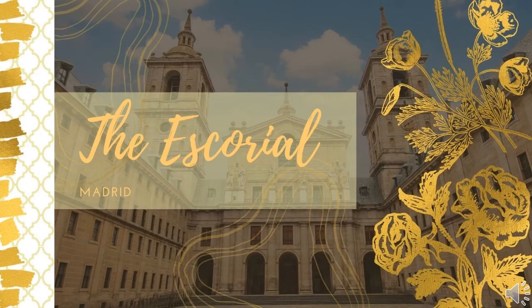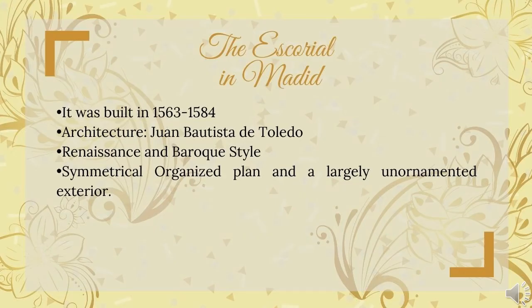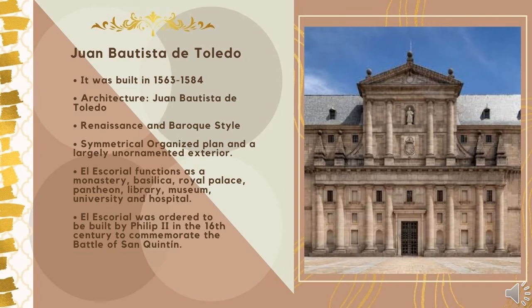The Escorial in Madrid. It was built from 1563 to 1584 by architect Juan Bautista de Toledo. It is in the Renaissance and Baroque style. It has a symmetrically organized plan and a largely unornamented exterior. El Escorial functions as a monastery, basilica, royal palace, pantheon, library, museum, university, and hospital.